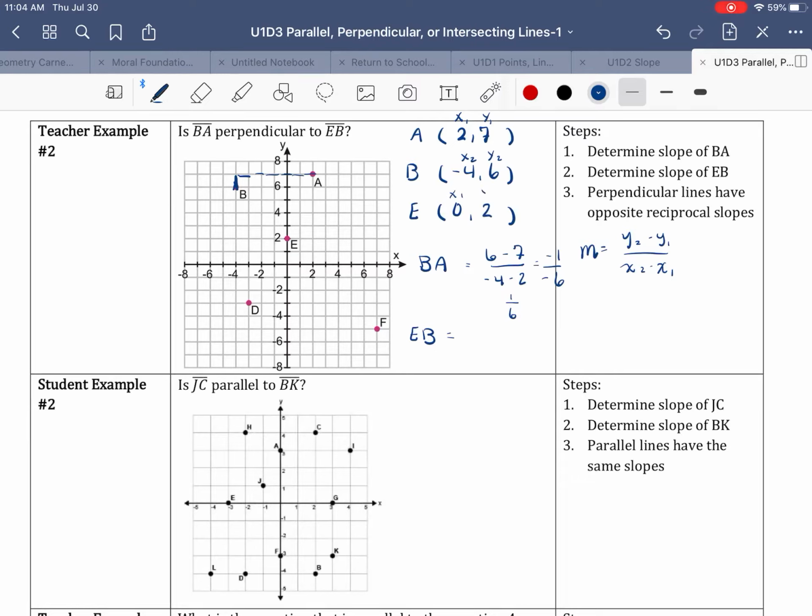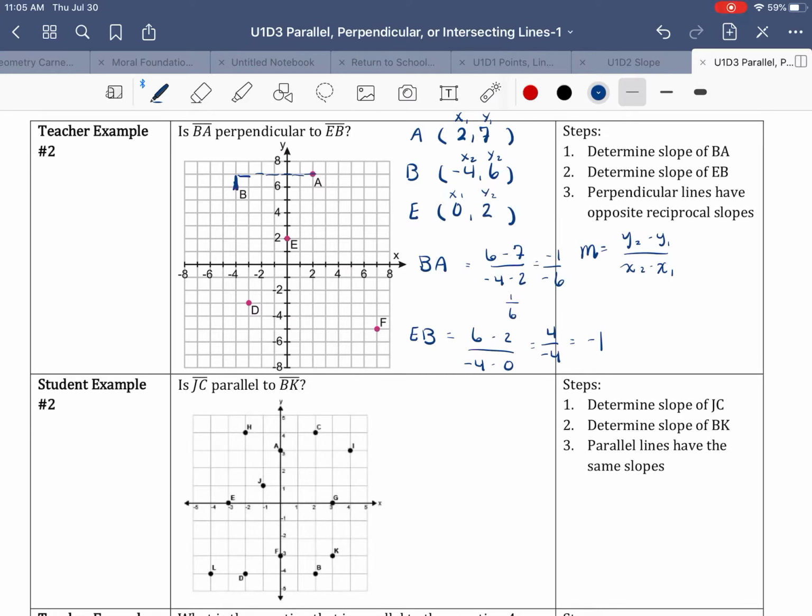Here, I'm going to label this one as our x1, y1, and keep our point B as x2, y2. You could flip them and you'd get the same answer. Doing y2 first, we're going to do 6 minus 2 over -4 minus 0, and you end up with 4 over -4, which we simplify to -1.